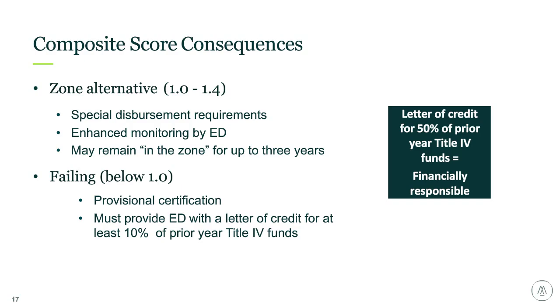So what are the impacts if you are either in the zone alternative or failing for the composite score ratio? If you're within the zone alternative, there's enhanced monitoring by the Department of Education and then special disbursement requirements. If you fall within this bucket, you'll remain within this bucket for at least 3 years. Lastly, if you're failing, you must provide the U.S. Department of Education with a letter of credit for at least 10% of prior year Title IV funds.